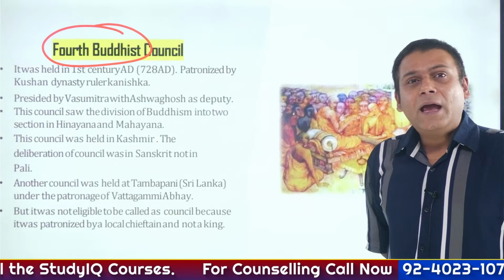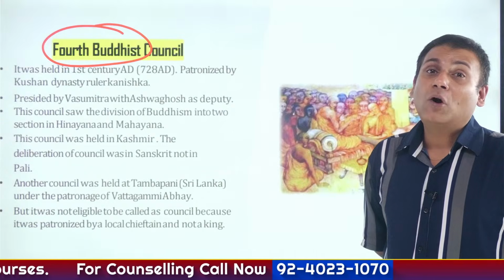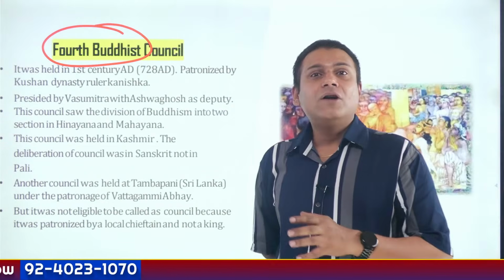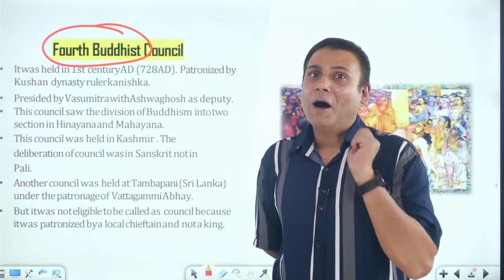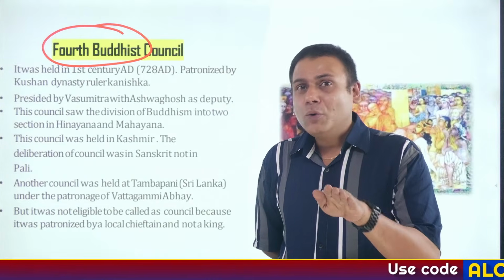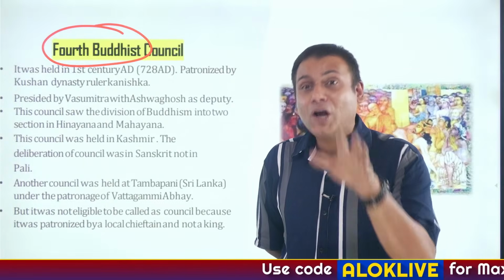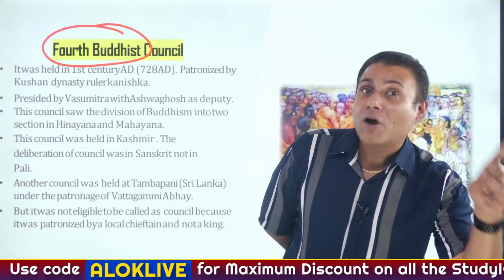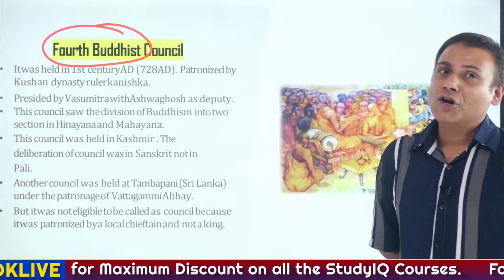At the same time, there was a council held at a place called Tambapanni Caves in Sri Lanka. And it was patronized by a local chieftain whose name was Vattagamani Abhaya. But this council was not given the status of a council for one reason. This council was patronized by a local chieftain, not by any major ruler.